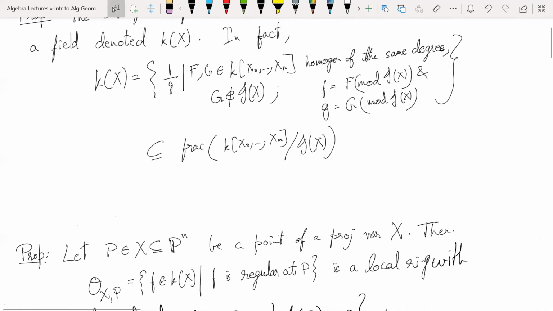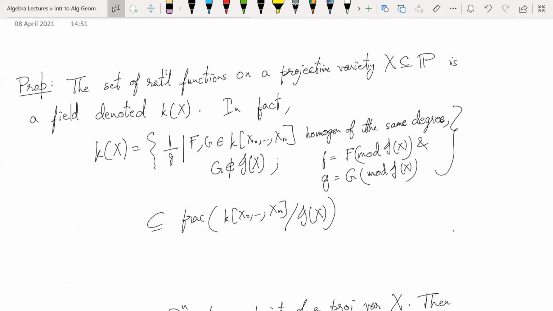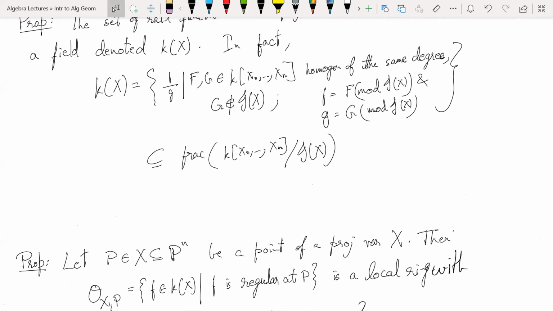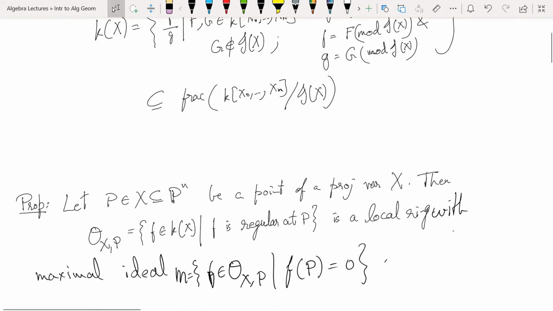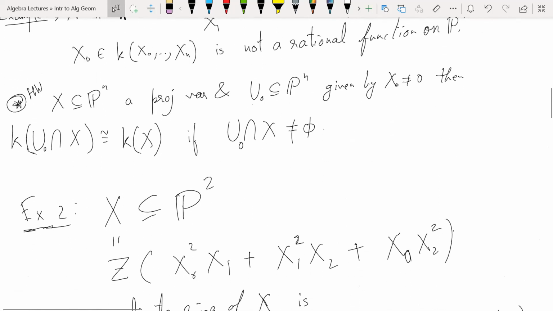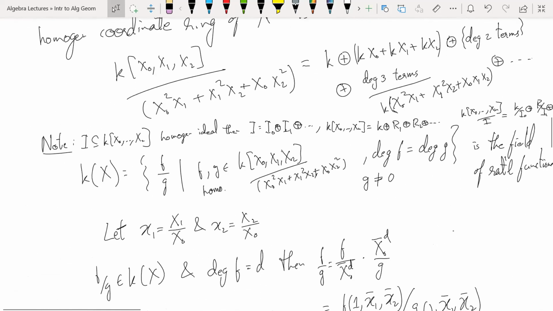So little f is capital F mod I_X, and little g is capital G mod I_X, and if F and G are homogeneous, it implies little f and little g will be homogeneous. Conversely, if little f and little g are homogeneous in that sense, then you can find F and G such that this happens. So I haven't really cooked up a new definition. It agrees with the earlier one.